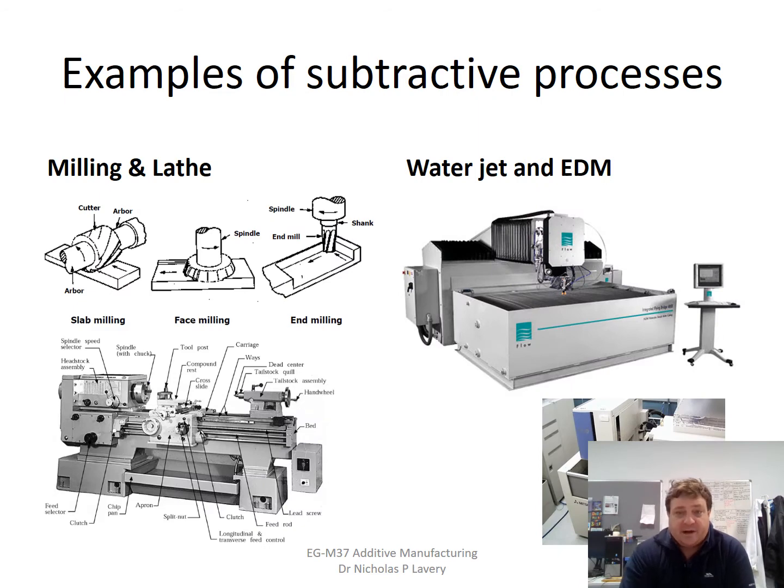Now, examples of subtractive processes here, some images. So there's milling and lathing. We've got slab milling, face milling, and end milling. We've got an example of a water jet there. And what we're going to have a look at now is an example of electron discharge machining, which, if you're interested, there is in the workshop here at Swansea. We have an EDM machine.